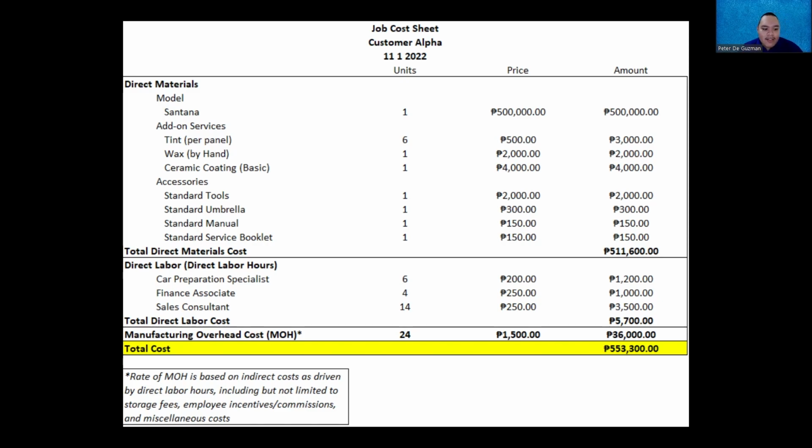Let's go back to customer Alpha and take a look at direct labor. The rate of direct labor per hour is an estimation. So this isn't the actual figure of the car preparation specialist, the finance associate, and the sales consultant. These are just approximations or estimates just for the sake of providing examples. So, direct labor. Car preparation specialist takes 6 hours for the Santana model of customer Alpha.